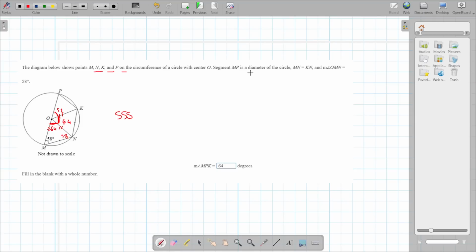They said it's a diameter, right? Where MP is a diameter. So, you know, on a straight line, if you have this is 30, for example, this will be 150 because they add up to 180. Okay? So that's how I get this angle up here is 52.